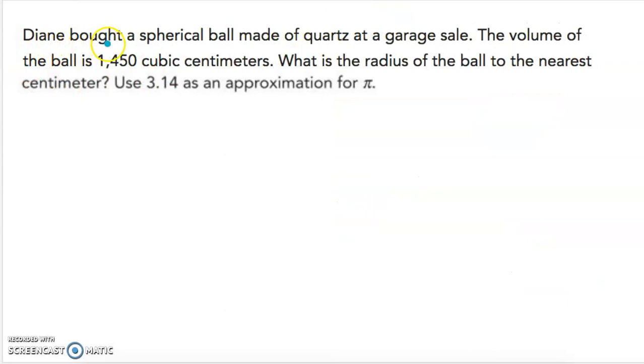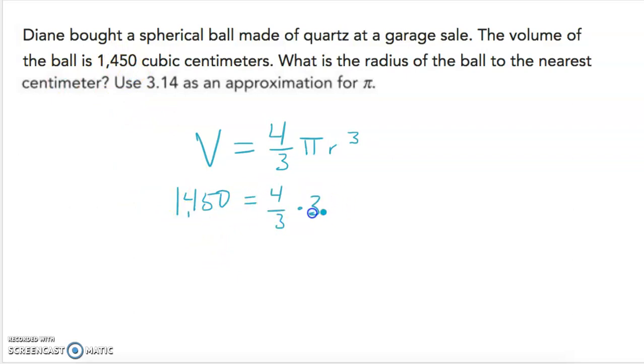Diane bought a spherical ball made of quartz at a garage sale. The volume of the ball is 1,450 cubic centimeters. What is the radius of the ball to the nearest centimeter? Same thing, guys. Formula: volume equals 4/3 pi r cubed. We fill in what we know. That's going to be 1,450 is equal to 4/3 times 3.14 times r cubed. Let's go ahead and simplify this part.